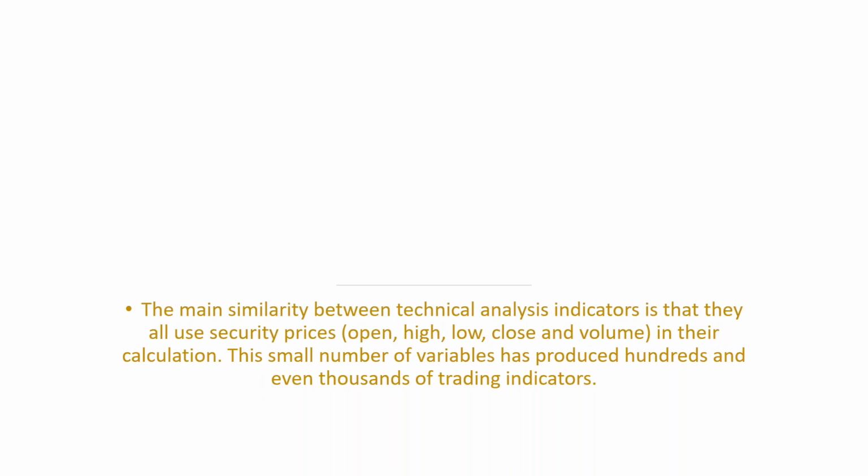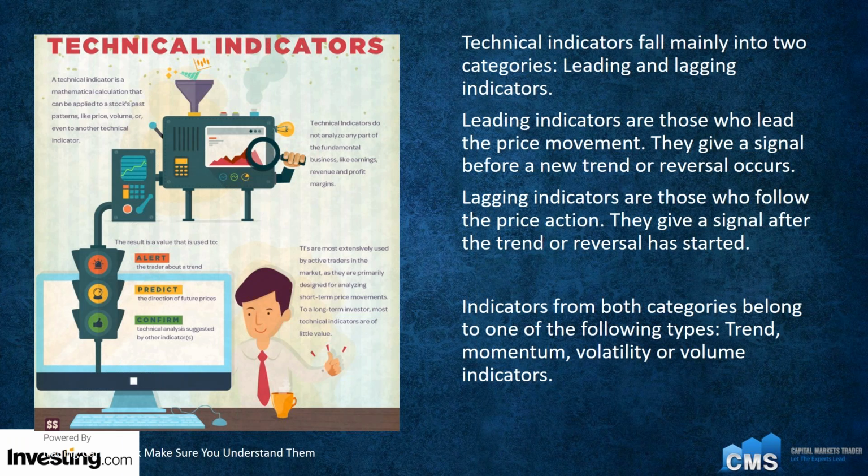This small number of variables has produced hundreds and even thousands of trading indicators. You know what they are. You hear them all the time: MACD, Bollinger Bands, RSI, Stochastics, Williams percent R, CCI, ADX. There's an unlimited range of them. We all hear about the popular ones, and almost every one of them is included now in the new modern Java charts, computerized charts and HTML charts, where you can just click on a button and drop the indicator on your screen.